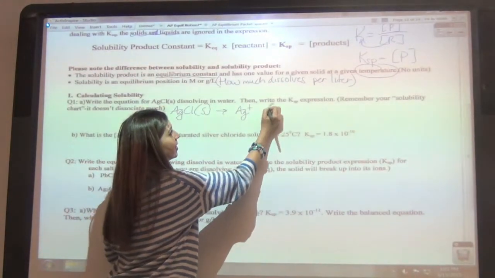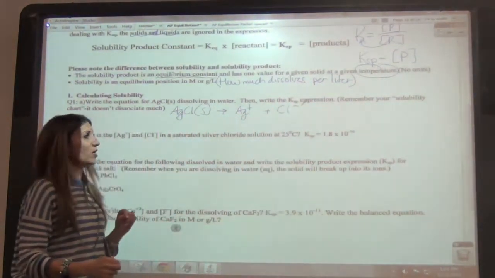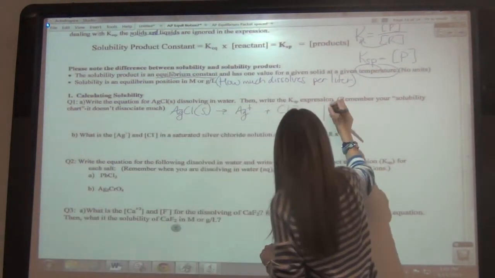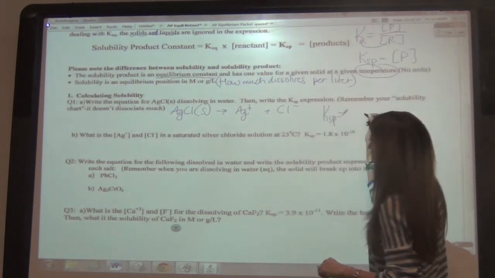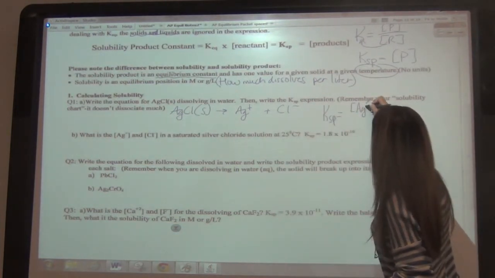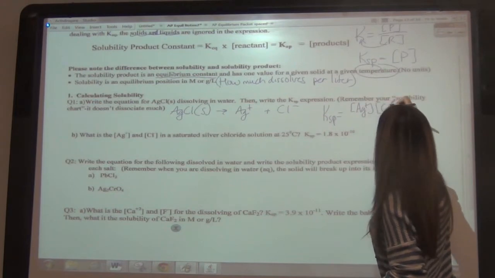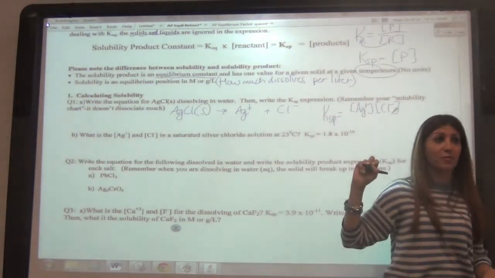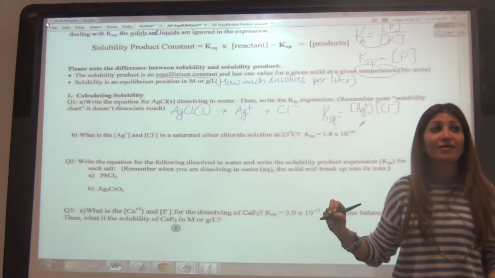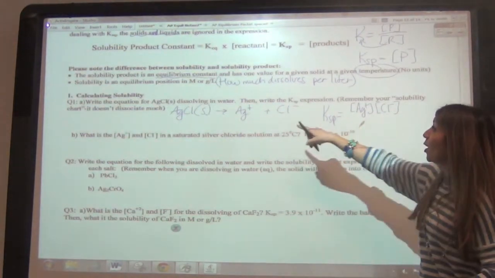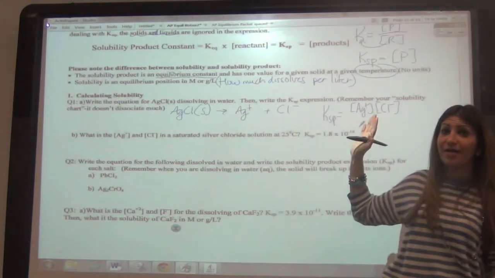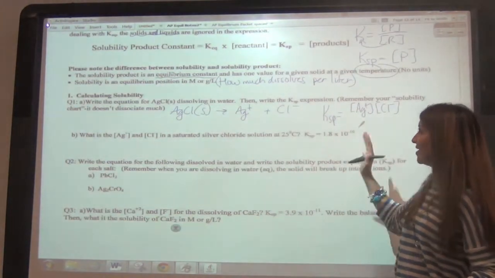Ag plus and Cl minus. Awesome. And now let's write our Ksp expression. So Ksp is equal to the concentration of our products, which in this case is going to be what? Ag plus times Cl minus. Remember, you're not adding now, you're multiplying. Divided by what? Nothing. Our reactant is a solid, so we don't include it. That's it. We're done. So don't include that.